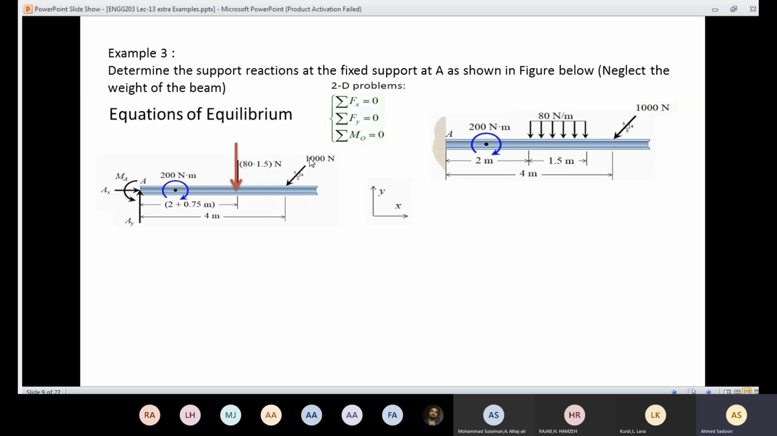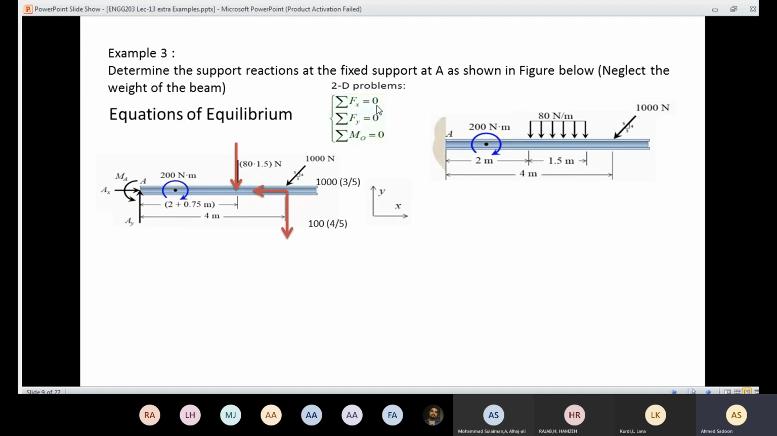That means the location of the equivalent force is going to be 2 plus 1.5 over 2, which is 2.75. So the distance from here to here is going to be 2.75. And also I need to decompose that force into X and into Y. In X, we are going to have 1,000 times 3 over 5. In Y, we are going to have 1,000 times 4 over 5. So now we are in position to use the equations of equilibrium.